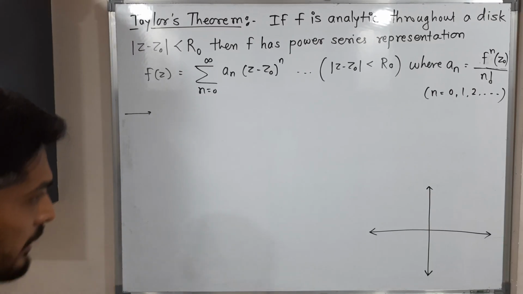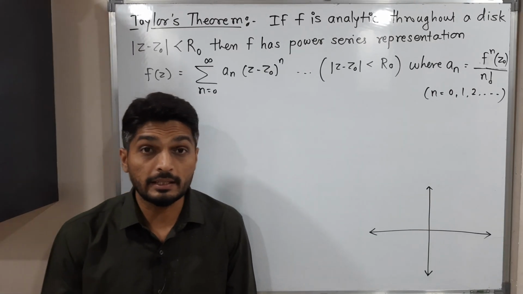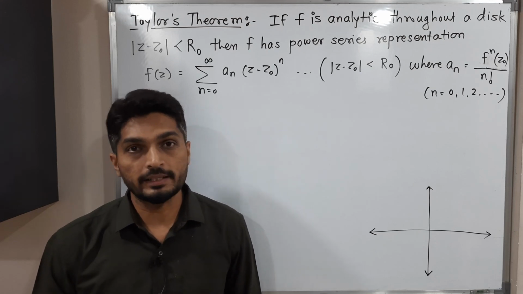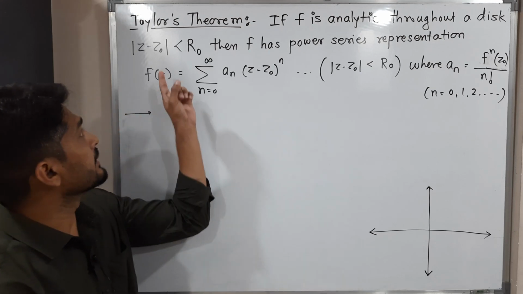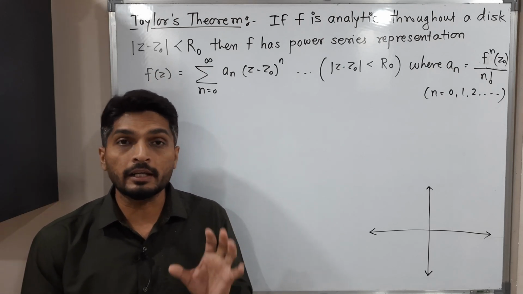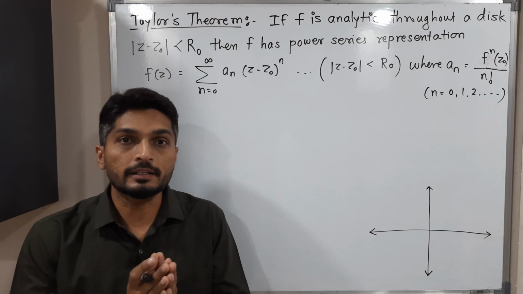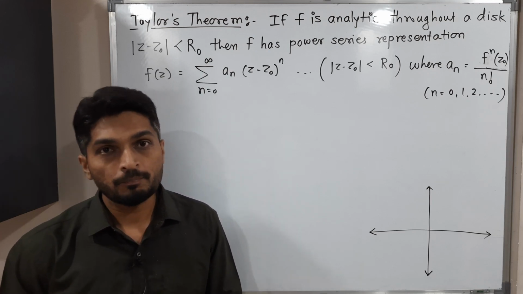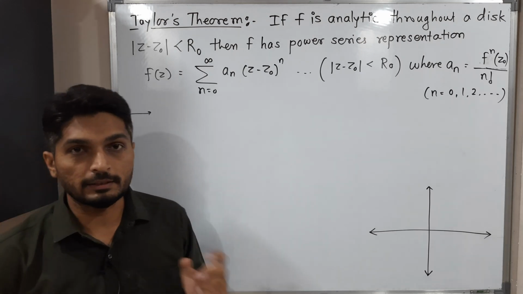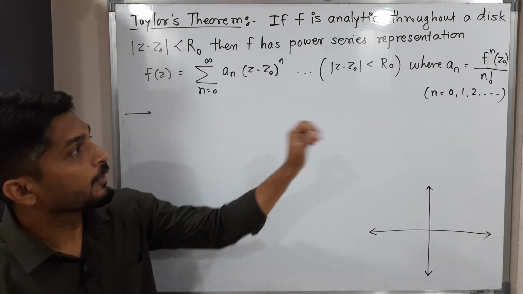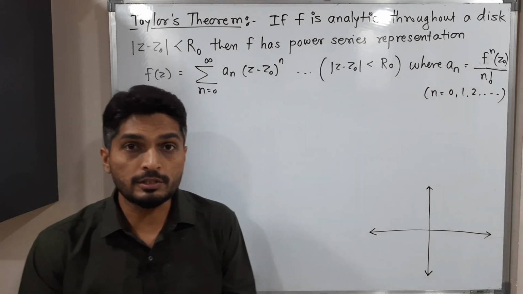Hi everyone. In this video we are going to discuss Taylor's theorem of a complex valued function. The function f of z is analytic in this disk, mod z minus z naught less than r naught. So this is the interior part of a circle with center z naught and radius r naught. And if this function is analytic, then it has this power series representation, summation a_n (z minus z naught) raised to n, where a_n has this value. So this thing we have to prove.